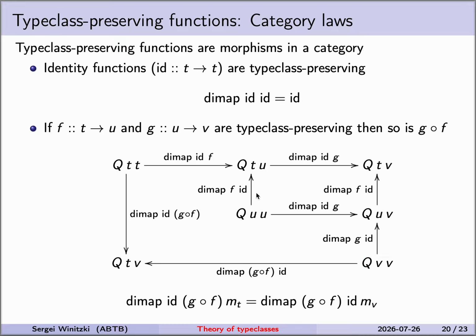Well, I derive it by computing this diagram to another value of type QTV, and it just so happens that here I have the right kind of functions, so that this square here commutes. Now this is not really easy to see, and I was getting a bit confused, as I always get when I work with commutative diagrams.